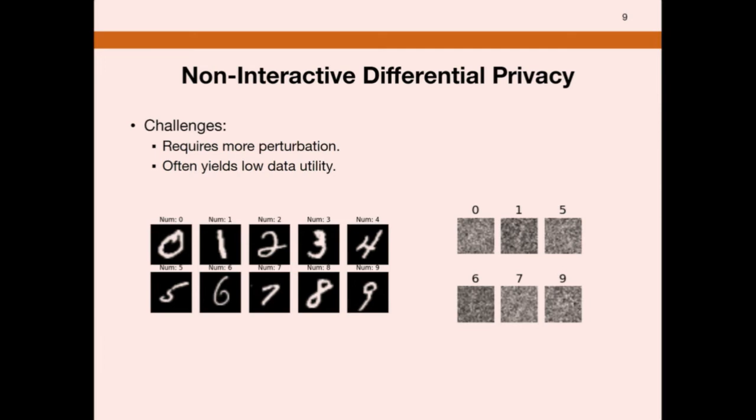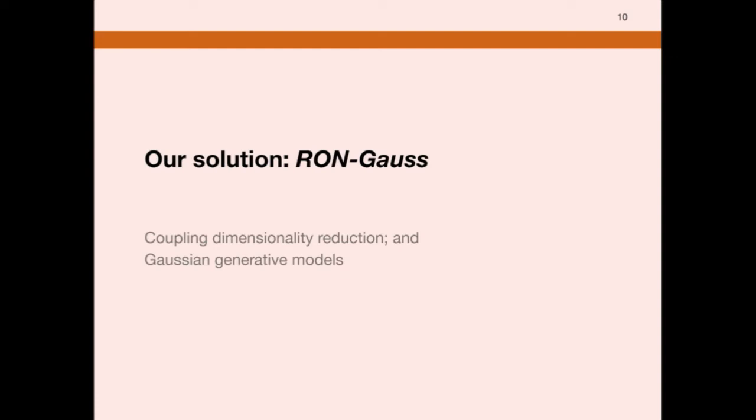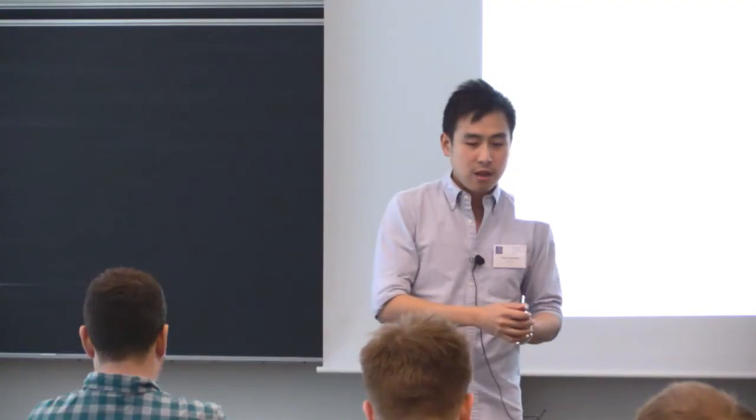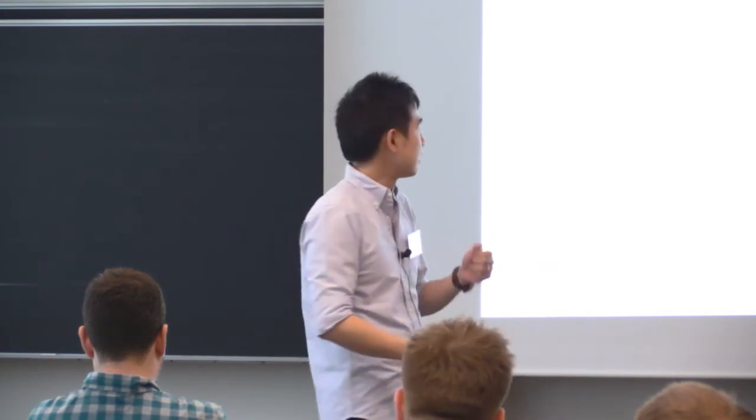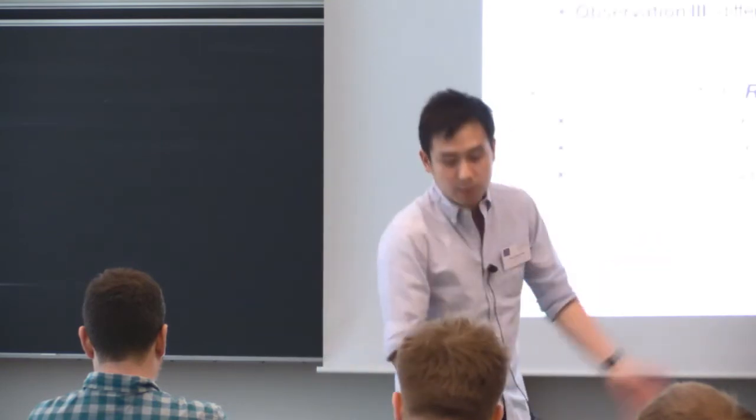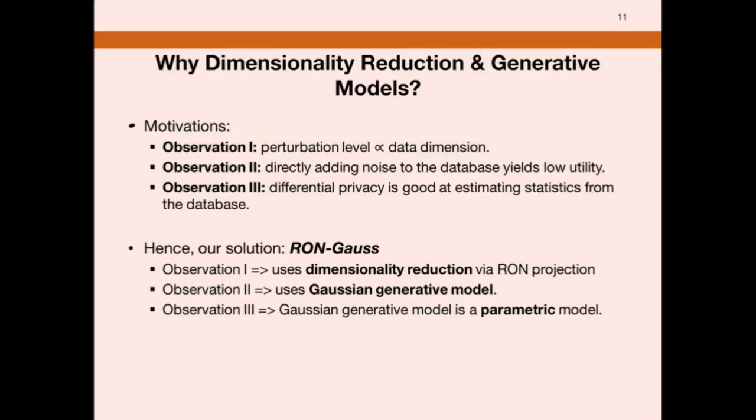So from that, our work would like to address these problems, and try to enhance the utility of the data that are synthesized in a differentially private manner. We propose a system called RonGauss, which has two components. First is dimensionality reduction, and the second is Gaussian generative models. The reason why we use these components comes from three observations about non-interactive differential privacy.